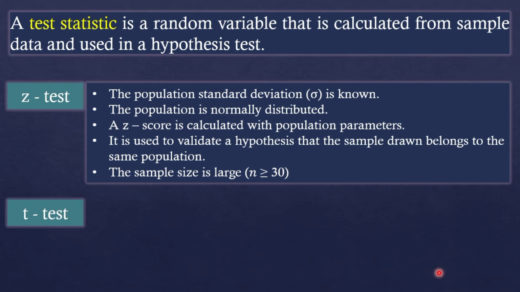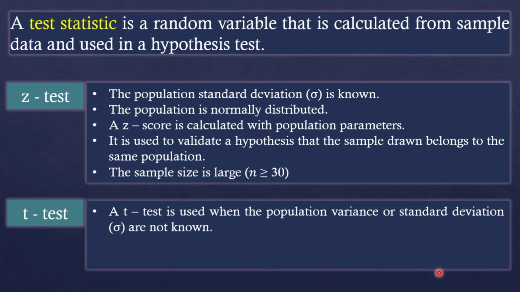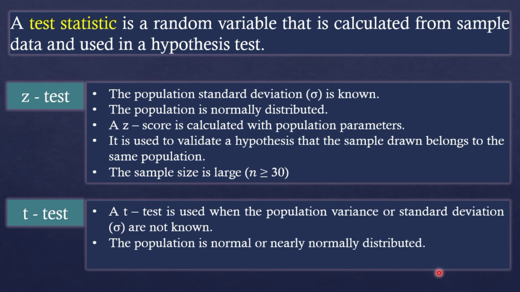And then, t-test naman, a t-test is used when the population variance or standard deviation are not known. So, ibig sabihin, hindi siya given. The population is normal or nearly normally distributed, and the sample size is less than 30. So, yan ang pagkakaiba ng z-test and t-test. So, paano natin siya gagamitin?